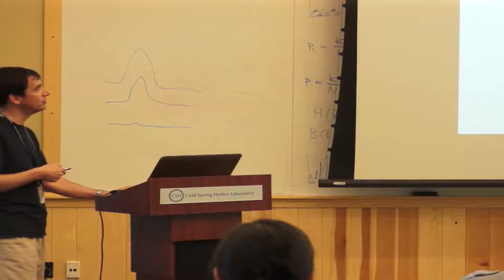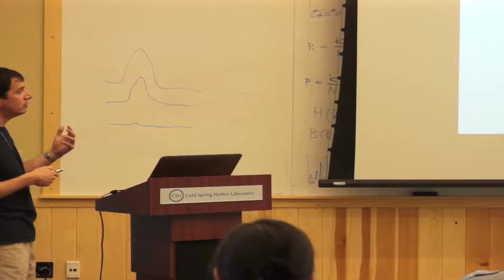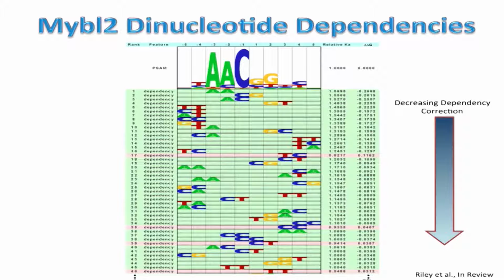So now, here we're looking at just the adjacent dinucleotide dependency terms. We look at all the adjacent dinucleotide dependencies and ask how much of a correction there is. Then we take that set and sort them so that the biggest dependencies are at the top, and as you go down the list, the dependency correction becomes less. We get a plot like this.